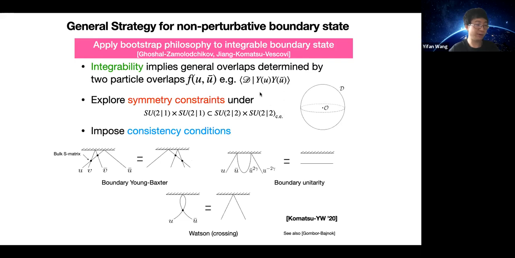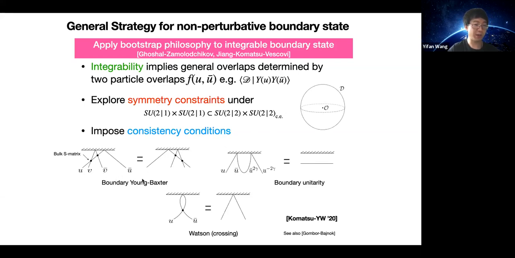Because these are the basic building blocks for these overlaps, one would explore the symmetry constraints on this overlap coming from the symmetry of the setup, the defect one-point function. The symmetry that's relevant here is this SU(2|1) squared subalgebra of the more familiar SU(2|2) squared algebra that's familiar in the integrability literature. This is the algebra that's preserved by two-point functions of BPS operators, and it's also the algebra that's preserved by the one-point function in the presence of an interface defect. And then, on top of the symmetry constraint on these two-particle form factors, we want to impose additional consistency conditions coming from the integrable field theory.